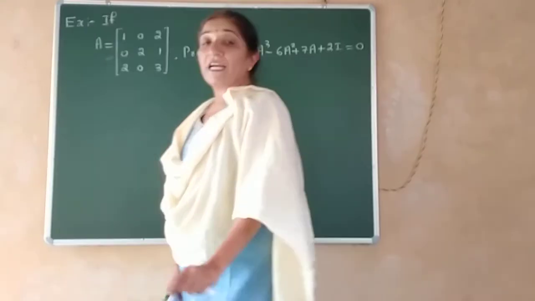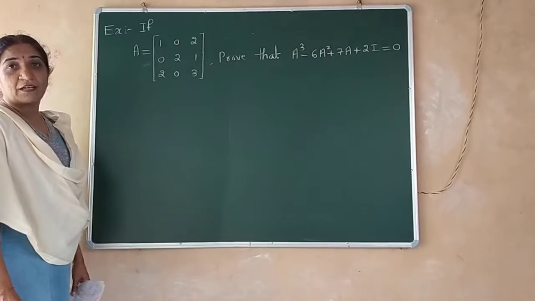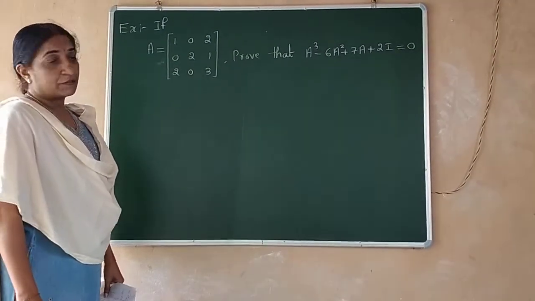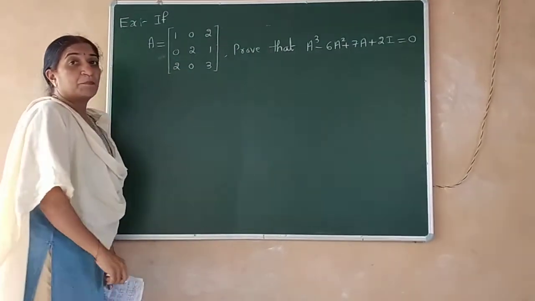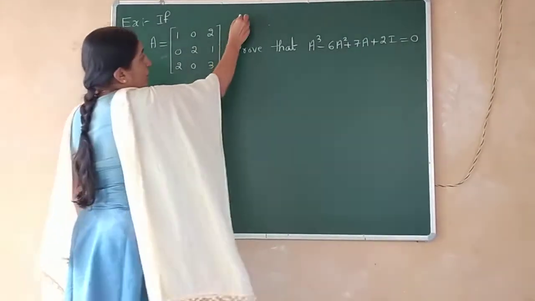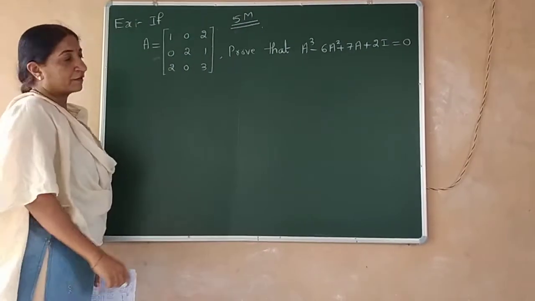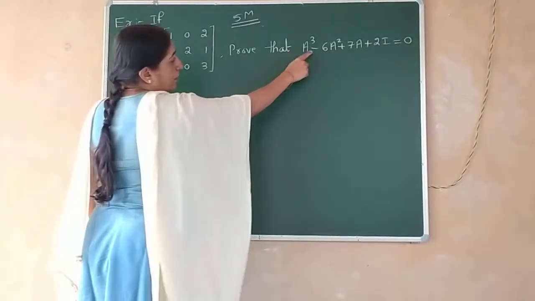Students, already in the last class we solved the examples related to multiplication of matrices. I explained so many examples. Continuing with the next, remember this example comes in part D for 5 marks. Note this, it is an important question in part D for 5 marks. So the question is like this: a matrix is given and they are asking us to prove this.